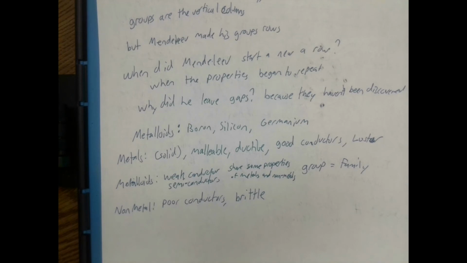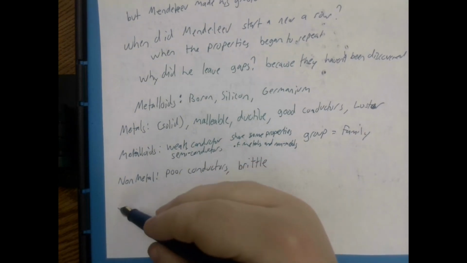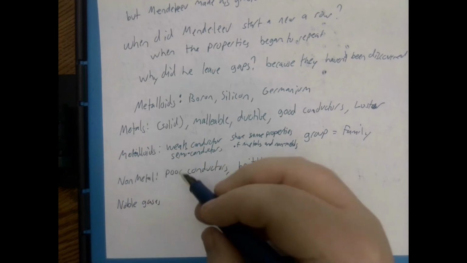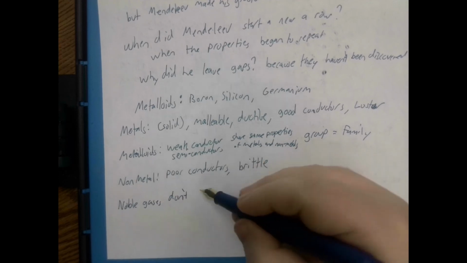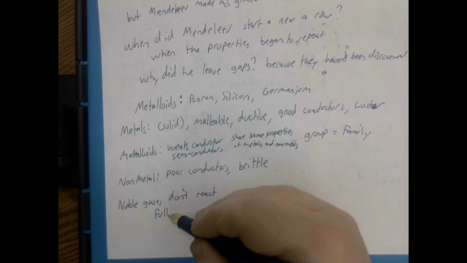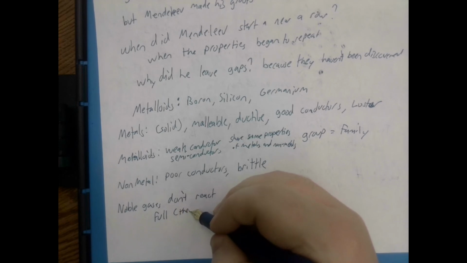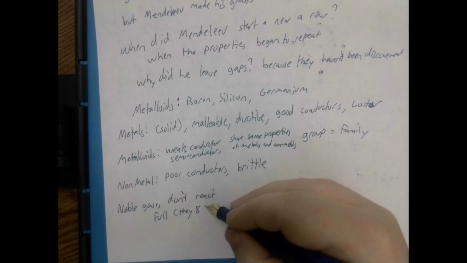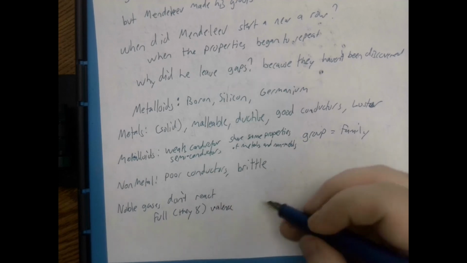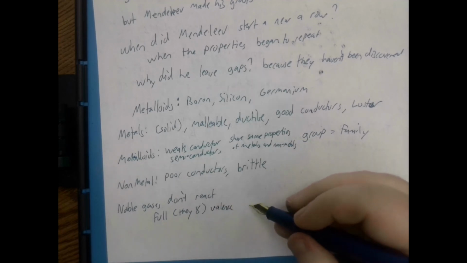What's a fact about the noble gases? They don't react. Noble gases. Why don't they react? Because they're full, meaning they have 8 valence electrons. Remember, the first energy level in helium is full at 2.